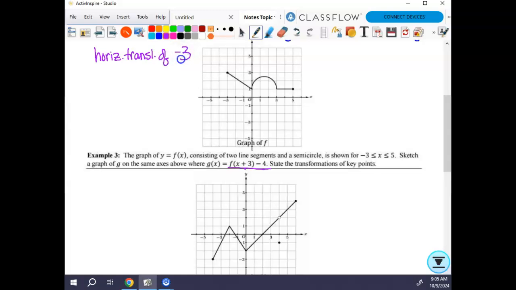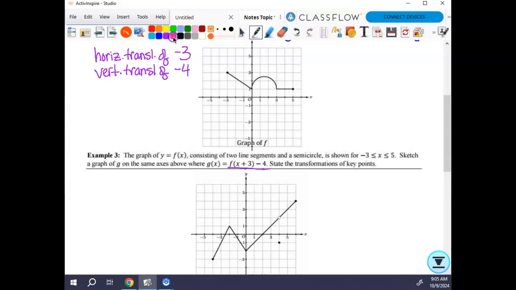Negative 3. Very good, because we actually go to the left 3, but that is most likely how you would see it written for you. And then that 4 is going to be a vertical translation of negative 4. Now, I know that this one is super simple. I know that we just wrote 2 things down, but we could have to write 5 things down. And they're ordered from left to right, but it doesn't always group x's and y's.